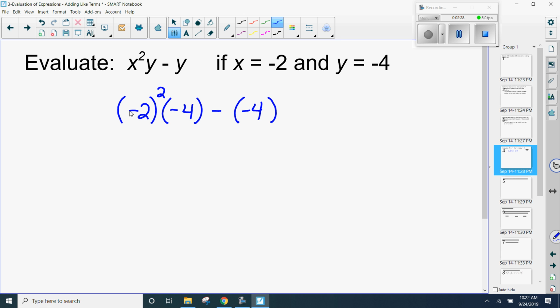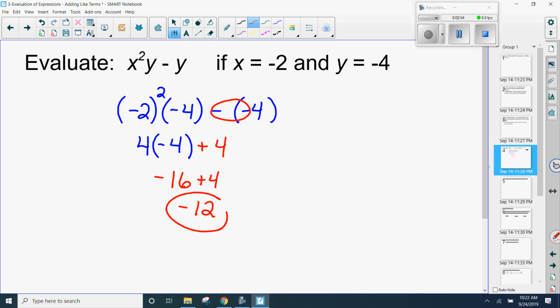What's the first thing you want to do? Your exponent. So -2 times -2 is 4. It's positive because you take a negative times a negative. So it's 4 times -4. And what happens right here? +4. So what is 4 times -4? -16. And if you add 4, you're going to end up with -12 for a value. That's the value of that expression for when they ask you to evaluate it.